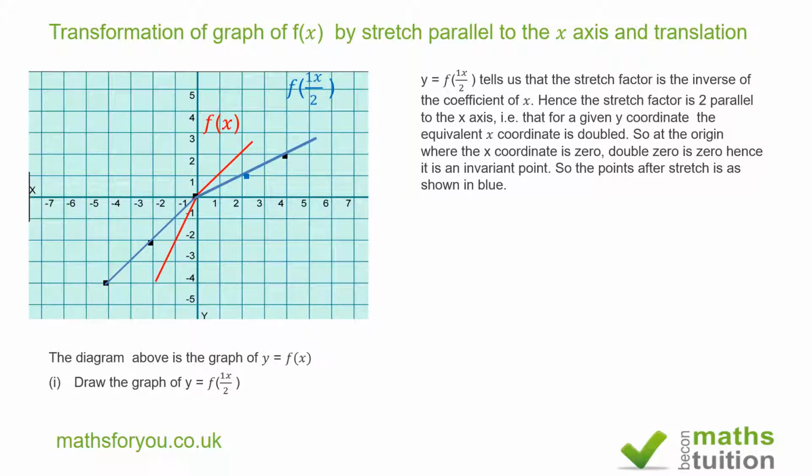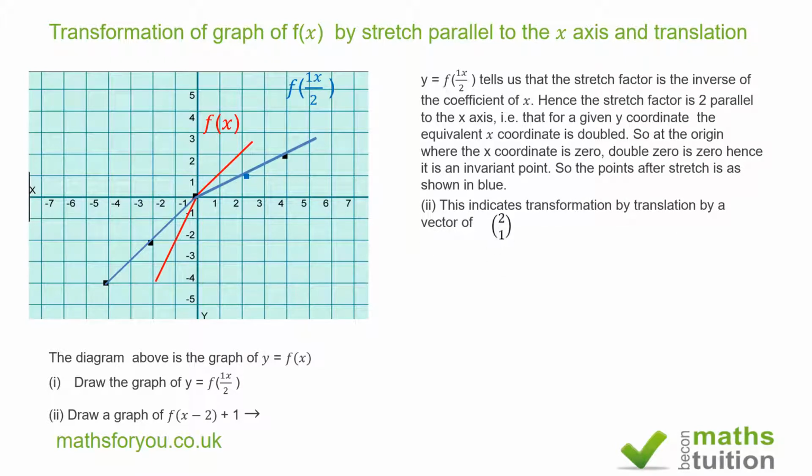Now, for the second part of this question, it says draw a graph of y is equal to f of x minus 2 plus 1. So in effect, this is a classical translation with a vector of 2, 1. Now, looking at the origin, where x is 0 and y is 0, we're going to move 2 to the right and 1 up. So the origin will then move to this point there.